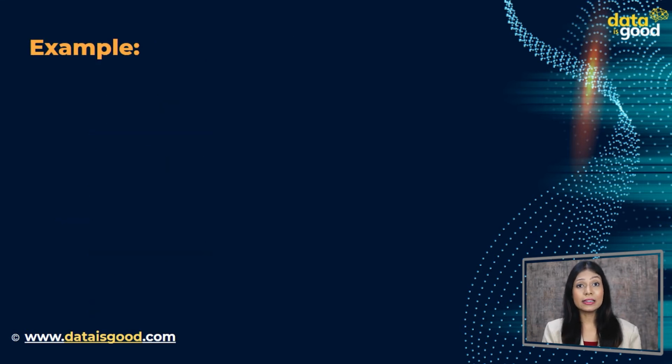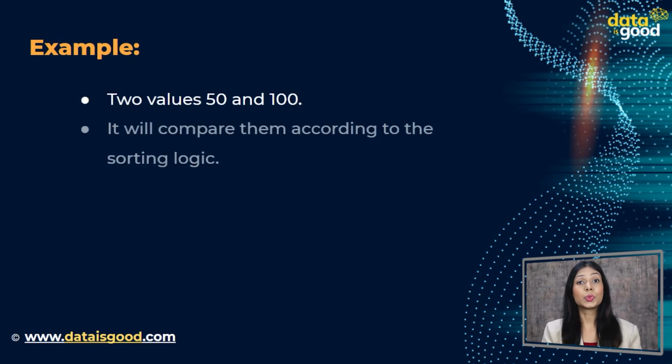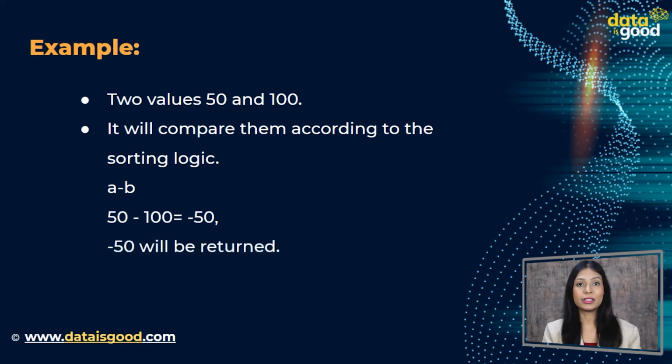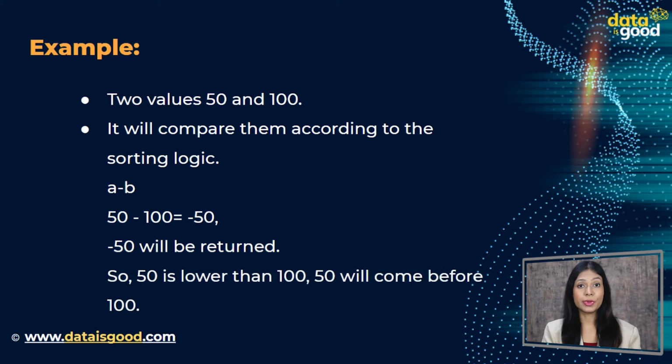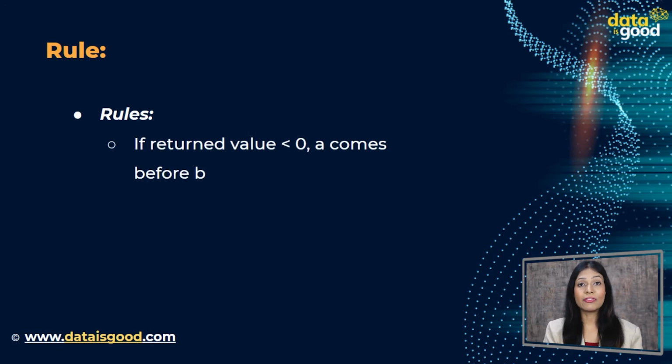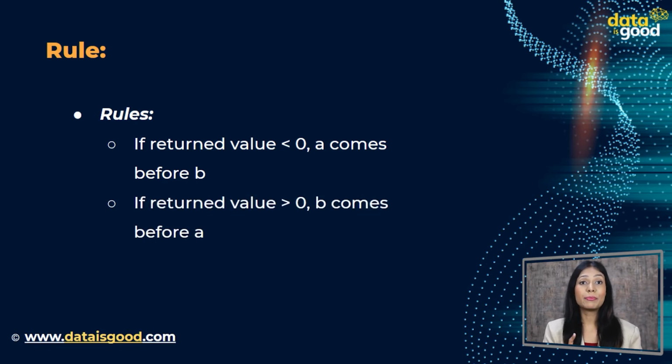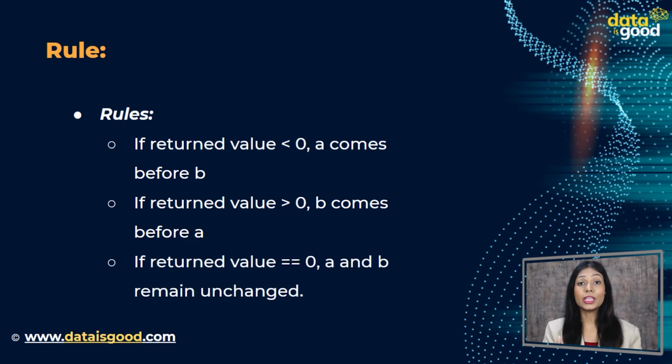You will understand it clearly when you see an example. If there are two values, 50 and 100, it will compare them according to the sorting logic a - b. 50 - 100 equals -50. -50 will be returned. So 50 is lower than 100, and 50 will come before 100. So the rule is: if the returned value is less than 0, a comes before b. If the returned value is greater than 0, b comes before a. If the returned value is equal to 0, a and b remain unchanged.